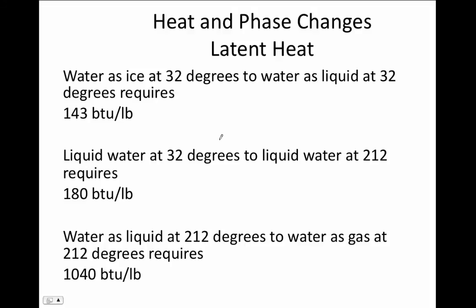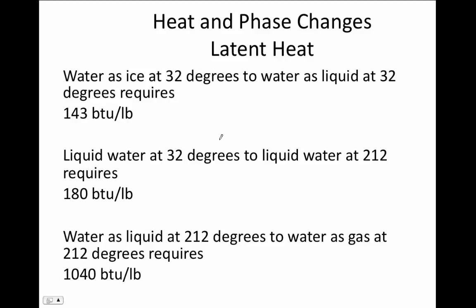Then if we take liquid water at 32 degrees and we heat it to liquid water at 212, well, that's 1 BTU per pound per degree Fahrenheit. It's about 180 degrees Fahrenheit. It's going to take 180 BTUs per pound to change it from 32 to 212. Now look at this. To change it from 32 water ice to 32 water was 143 BTUs, same temperature. But to go from 32 degrees water to 212 water before it boils, it takes us 180 BTUs.